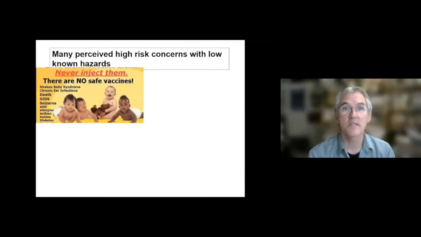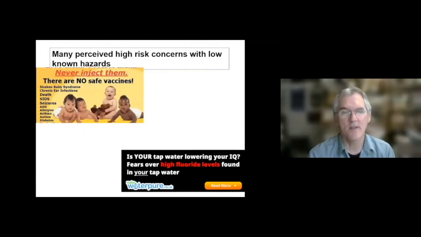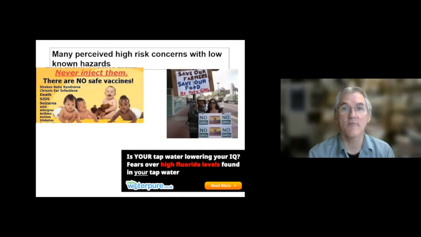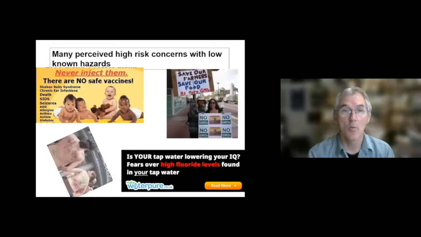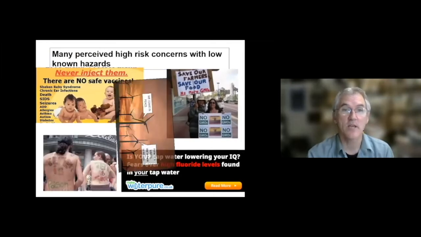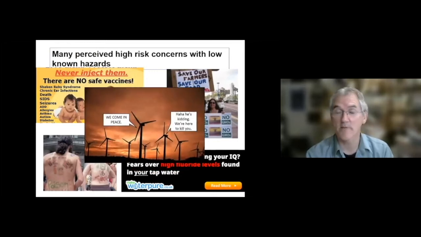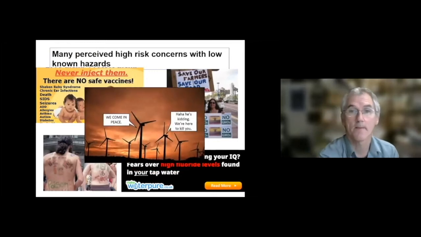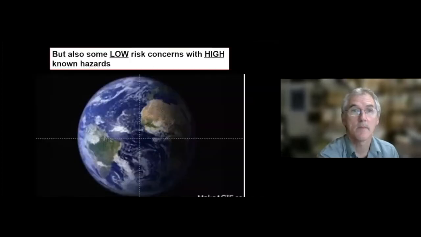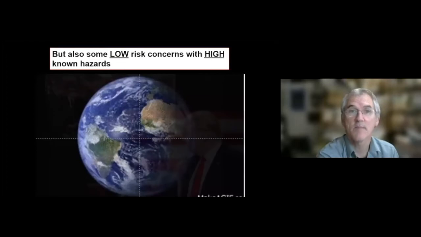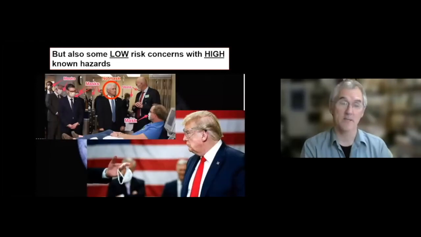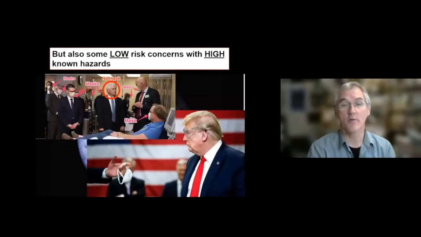We have many perceived high risks with low known hazards, such as infant vaccinations, GMOs, water fluoridation, nanotechnology, or even windmills. But also some low risks, people perceive low risks, but actually very high known hazards, which we've seen a lot in people who are refusing to wear masks during the COVID worst times.